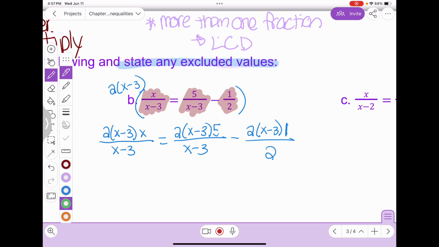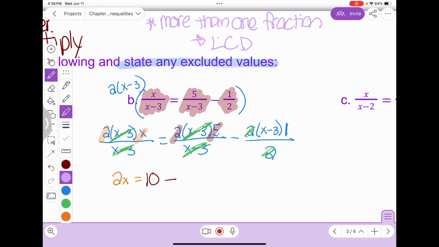Now we're going to cancel anything out. So we have x minus 3, x minus 3, x minus 3, x minus 3, 2 and 2. We're going to write what's left. So for the first, we have a 2 and an x. So I'm going to write 2x equals. Then I have a 2 and a 5. So 2 times 5 is 10 minus. Then on this one, I have x minus 3. So in parentheses, I'm going to write x minus 3.